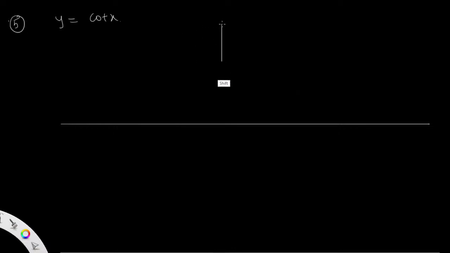So next one, the fifth one, y equal to cot x. Same thing as sin x. So let us take the values. This is the basic idea. So they are not listening.